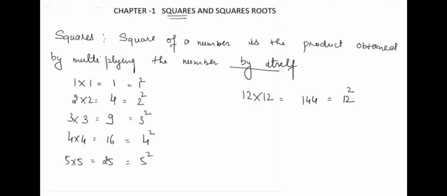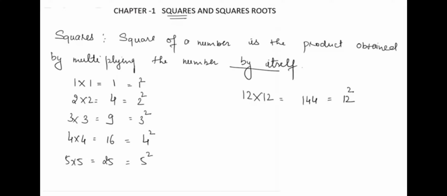Is it clear, students? For example, 1 multiply 1 equal to 1 is equal to 1 square. 2 multiply 2 is equal to 4 is equal to 2 square. That means 2 square. So according to the definition, 2 multiply 2, whatever we will get, 4, that will be the square of 2. Is it clear, students?